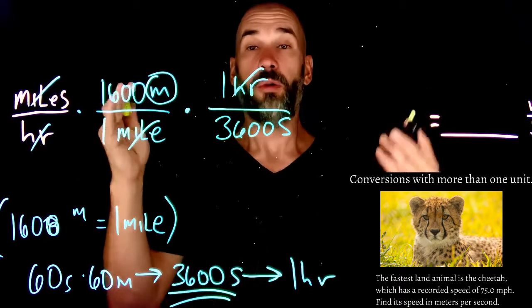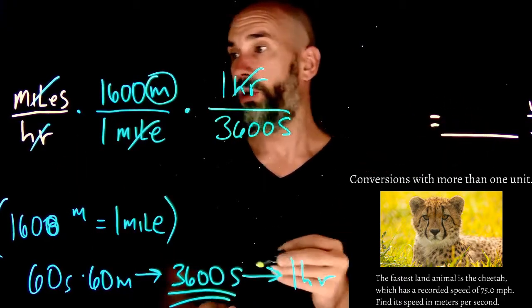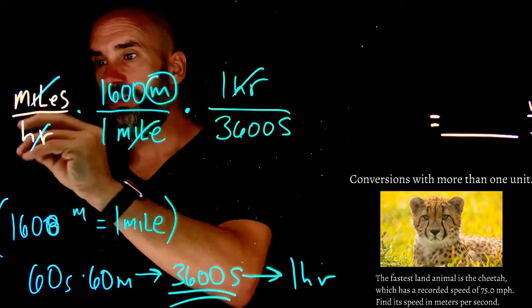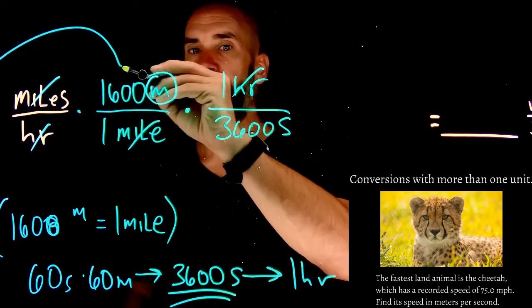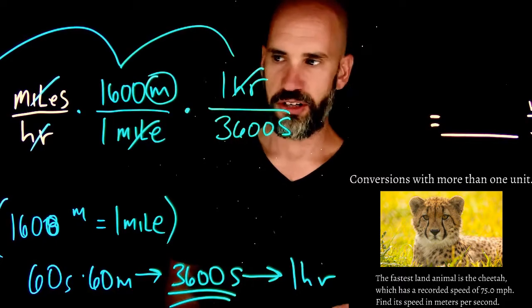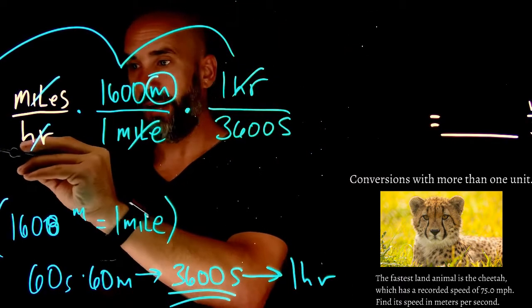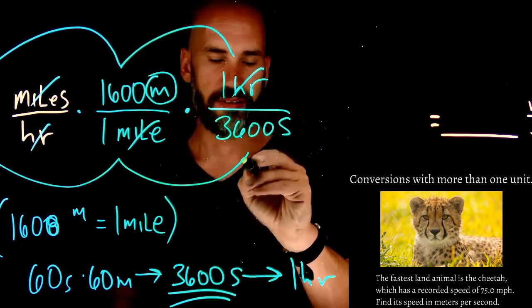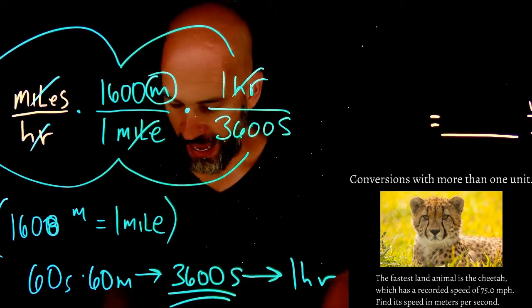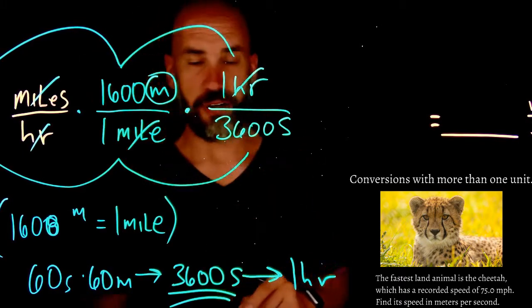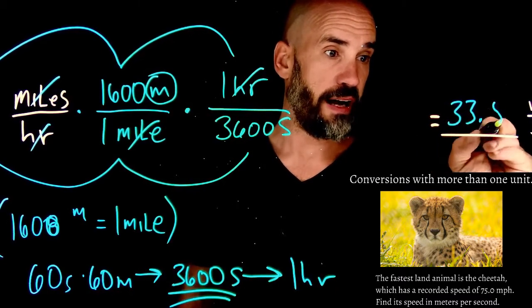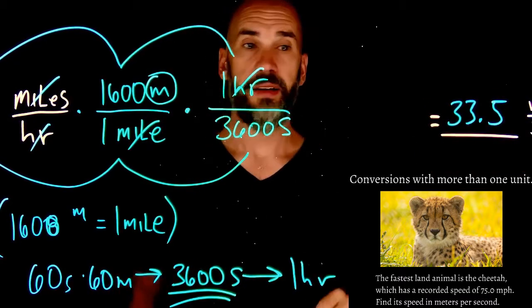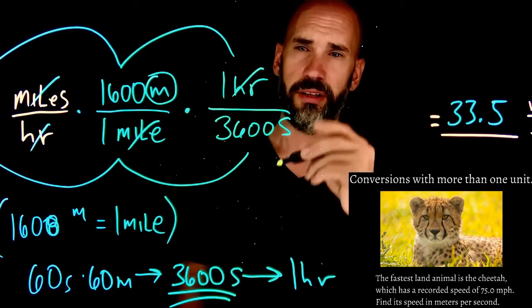So now, what do we do to actually get our value? Well, we take our 75, and we multiply by everything on top. So 75 times 1,600 times 1 doesn't really change anything. And then divide by everything in the bottom. Divide by 1 and divide by 3,600. I always encourage you guys to check me. I get 33.5 meters per second. And if I'm wrong, please let me know.